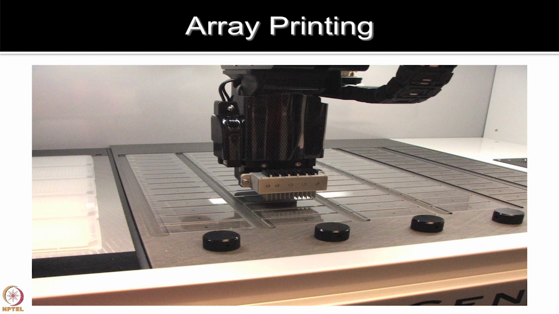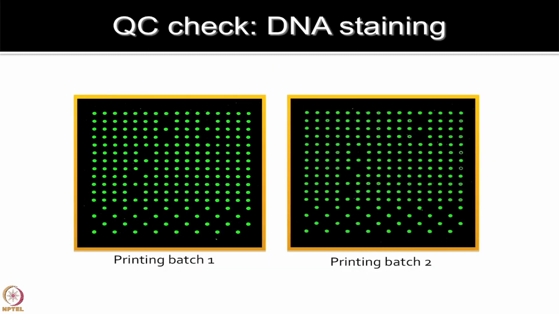So, array printing, which we have talked about, this just shows you a setup of doing array printing, and then you are looking at the quality control checks, especially the DNA staining, because you are printing DNA. So, you want to first make sure that DNA is printed properly, and you are looking at batch to batch how good the printing has come.